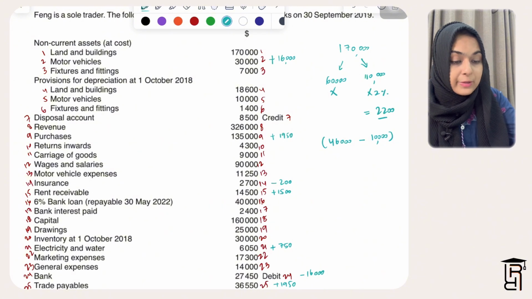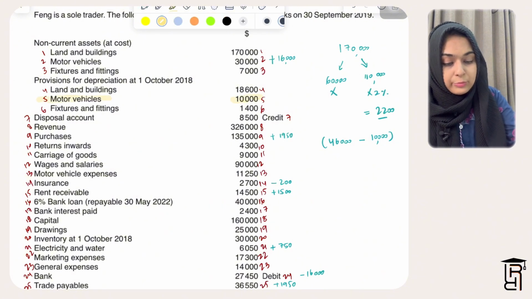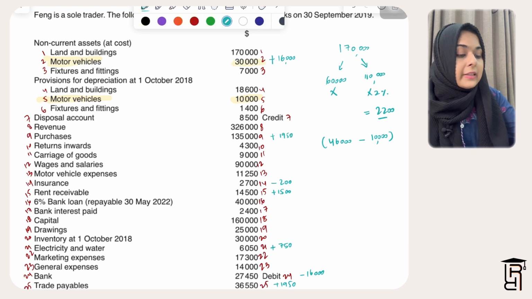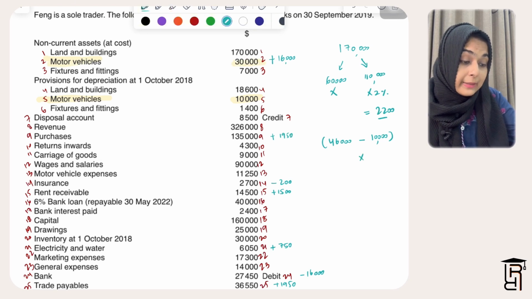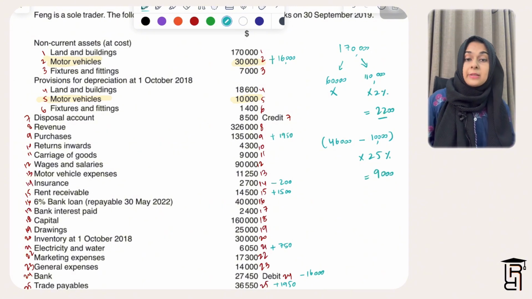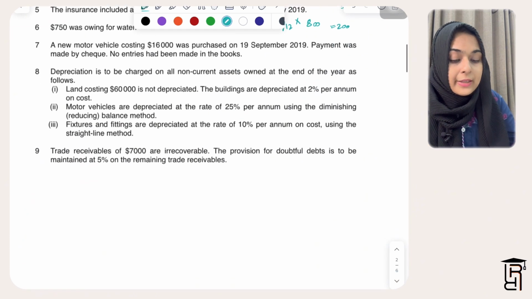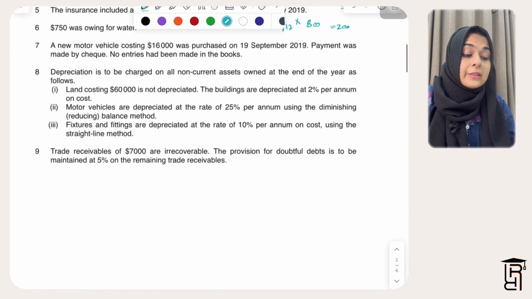So provision for depreciation is accumulated depreciation. This one is your accumulated depreciation, and this is the cost of motor vehicles. And then you multiply this by 25%, and your answer will come out to be 9,000, because 36,000 multiplied by 25% is 9,000.